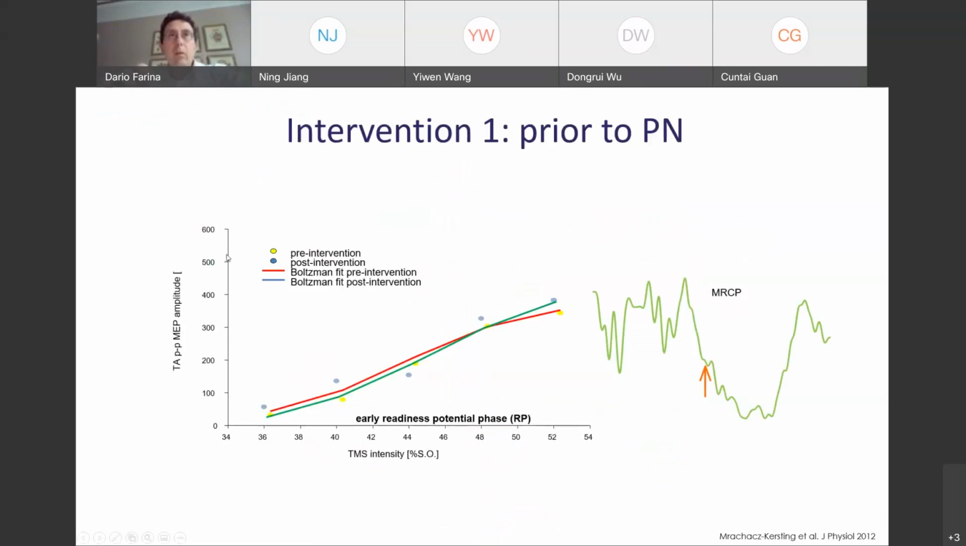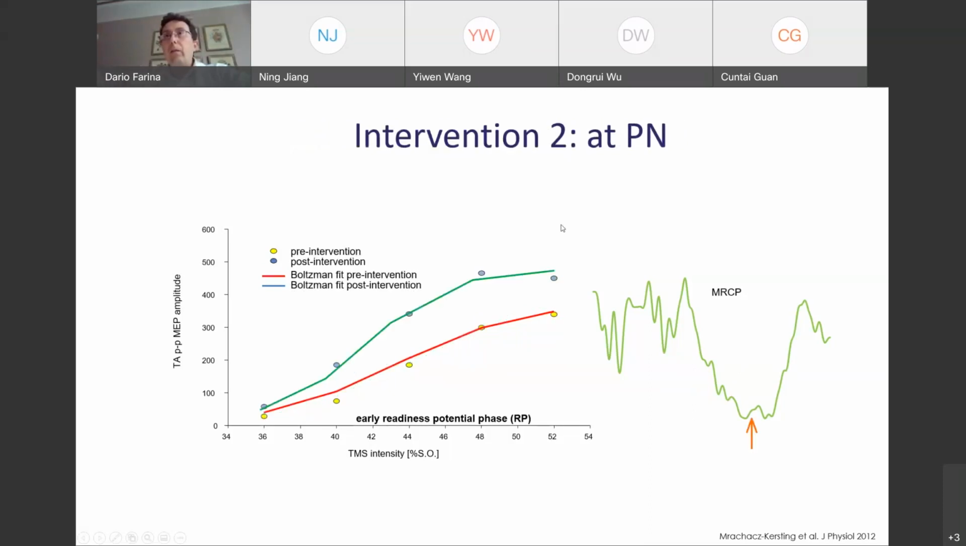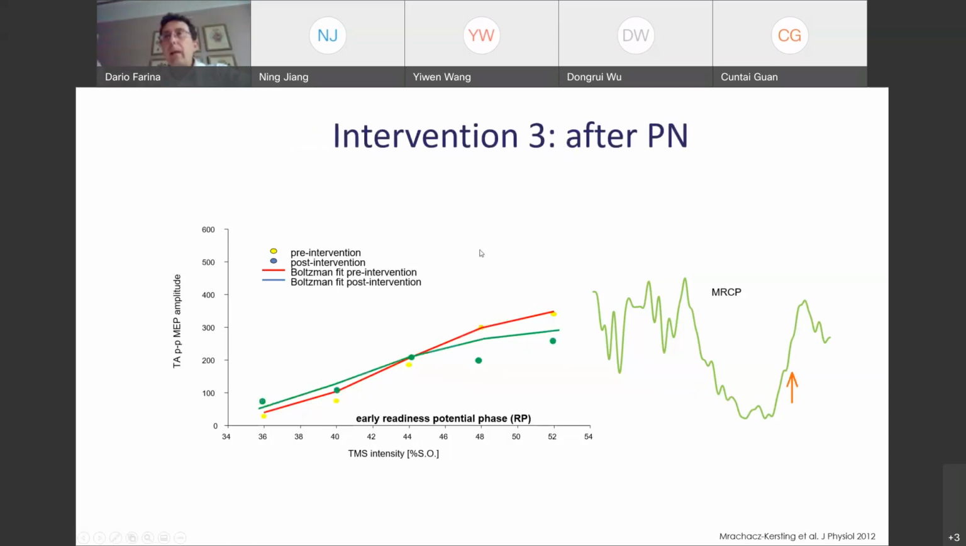If we look now at these results a bit more in detail, in this case we have a stimulus response curve, so we have the amplitude, the MEP, when we check the TMS intensity before and after the intervention. And here you have the stimulus response curves before and after an intervention when the stimulation is before the peak negativity. In this case, we have afferent volley when the movement is prepared and we don't have any change. And now in the other session, in which we have the stimulation at the peak negativity, we have a clear increase in excitability, and when we are too late, we have no change.